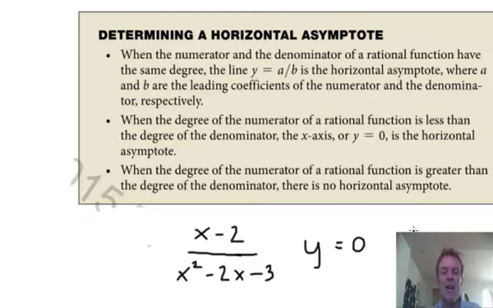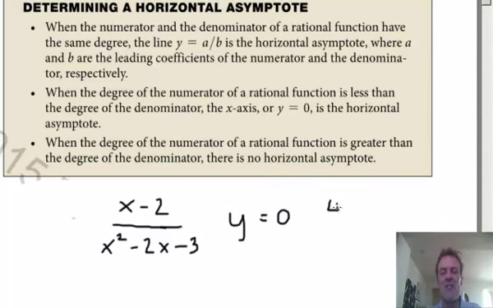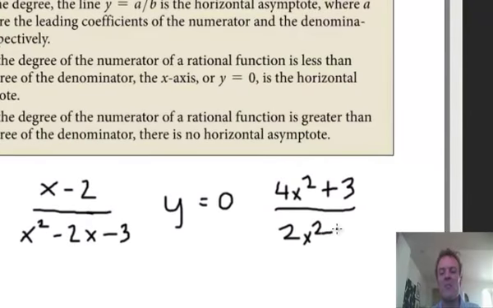And again, if I had something like 4x squared plus 3 over 2x squared minus 5x plus 2, something like that, then the horizontal asymptote would be 4/2. It would just be y equals 2.